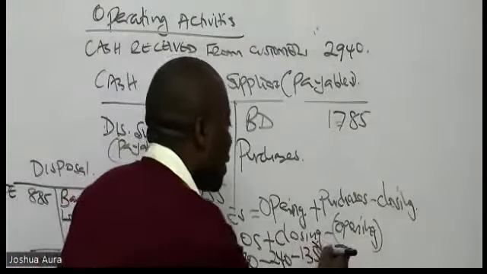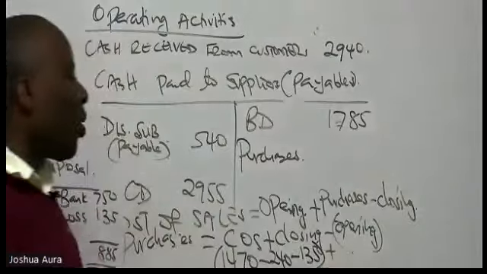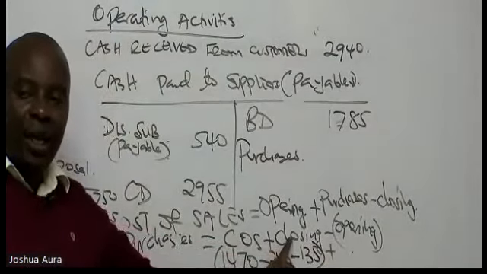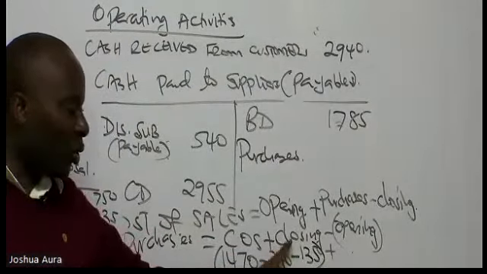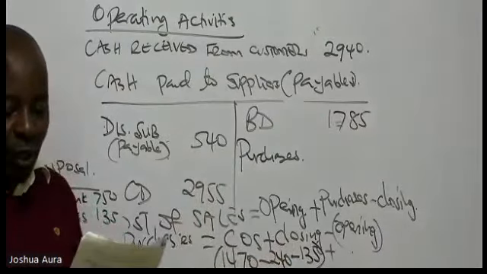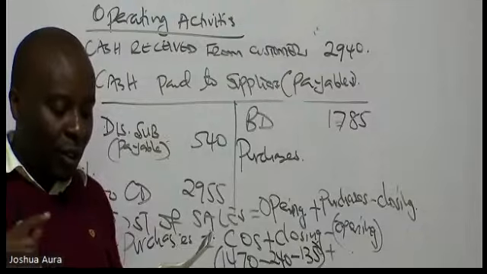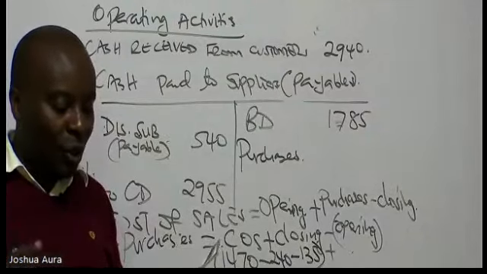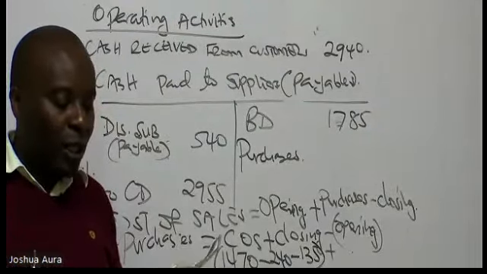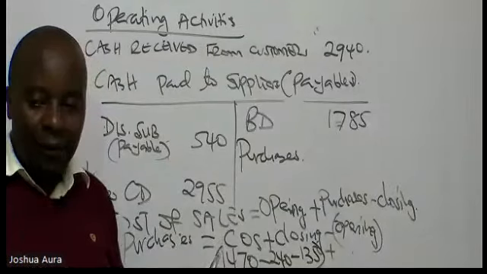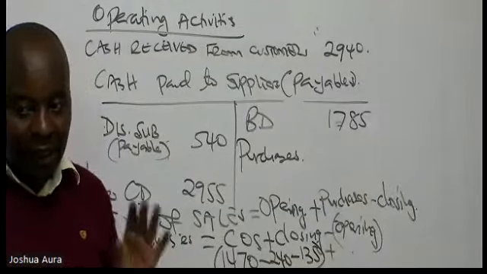Plus, is there somebody who is able to see the closing inventory? Remember, this is closing inventory. Is there somebody who can see the closing inventory in this question, really? Right? They're telling me it's 3,900.